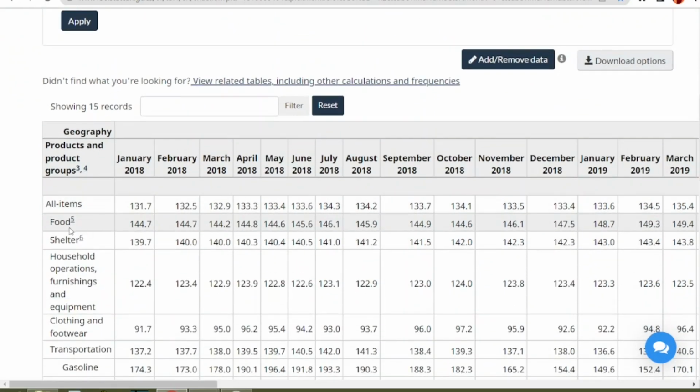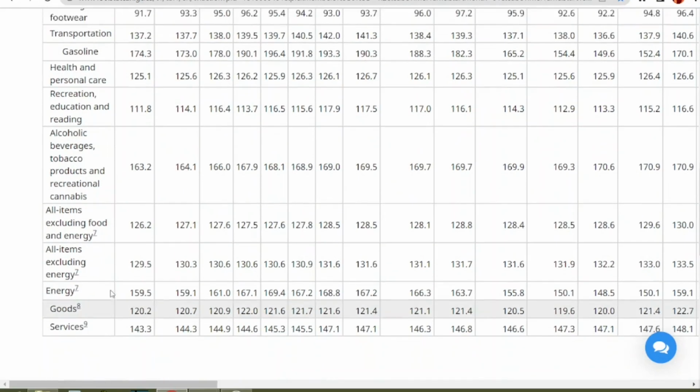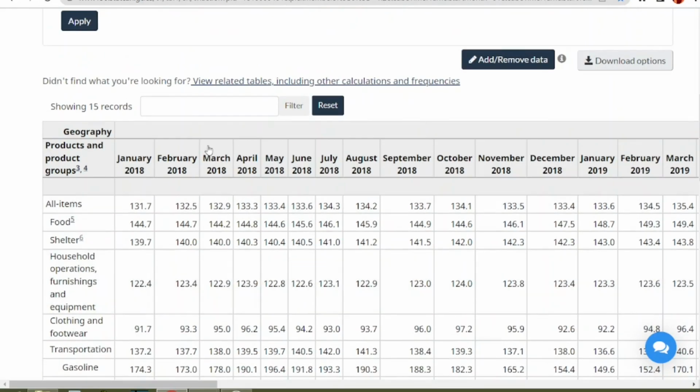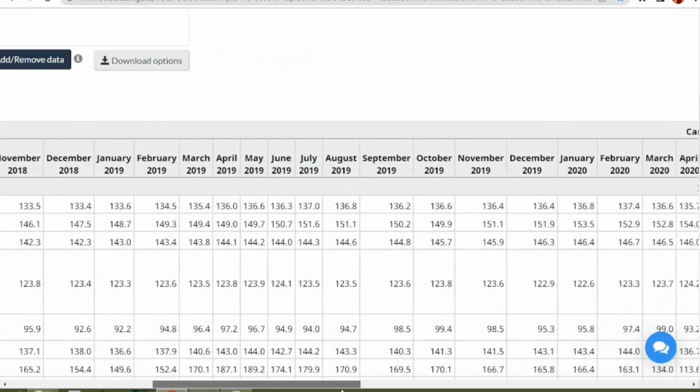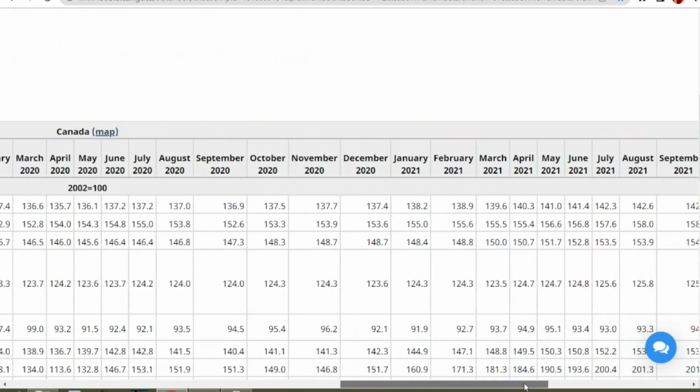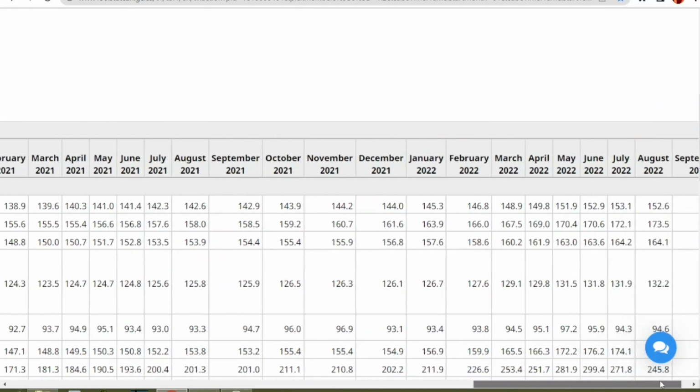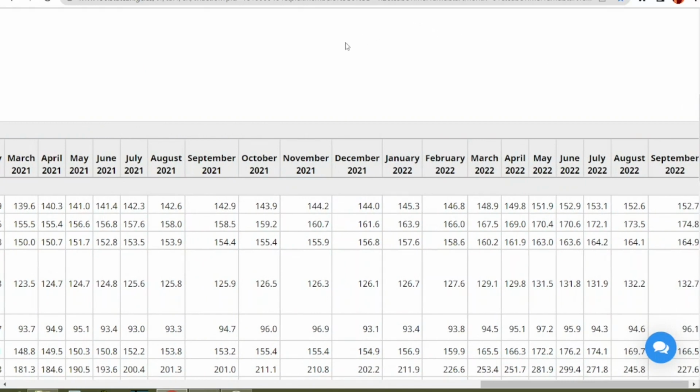So all items, this is the overall CPI number, then food, shelter, housing operations, and so on. There's a huge list here. And then here are the month by month numbers for the CPI, which is the Consumer Price Index. So this is the data that I have used in this video. Now let's look at how inflation is calculated.